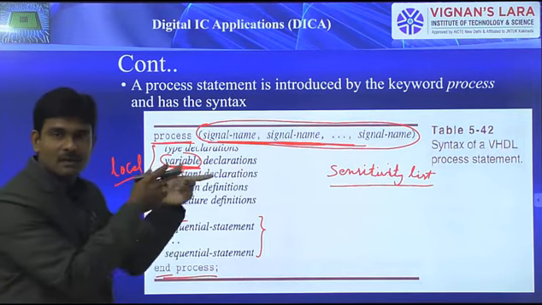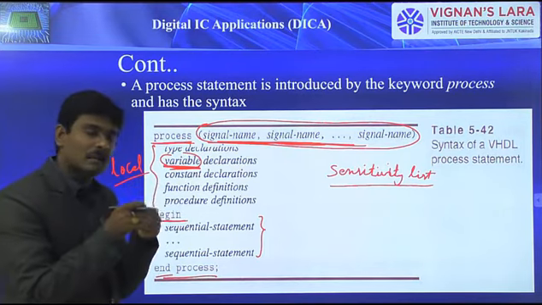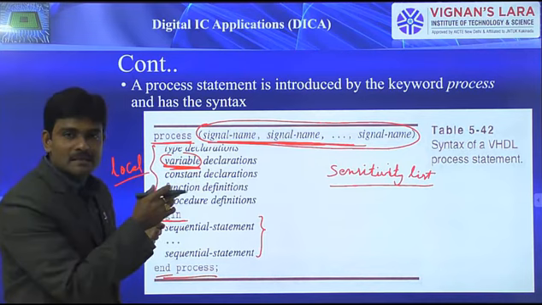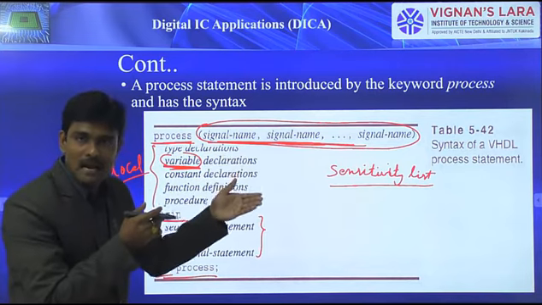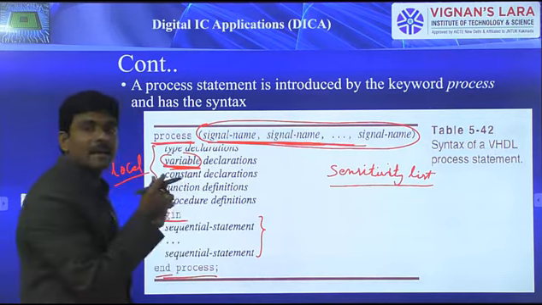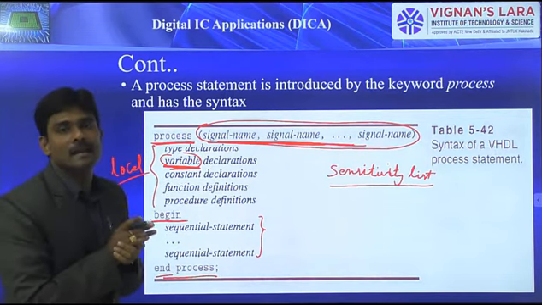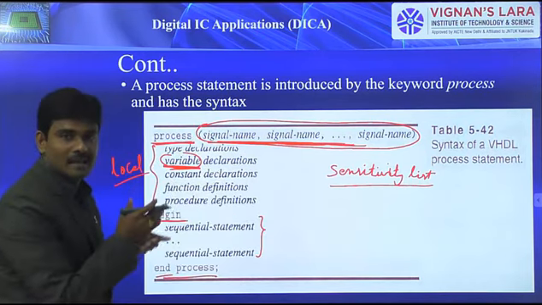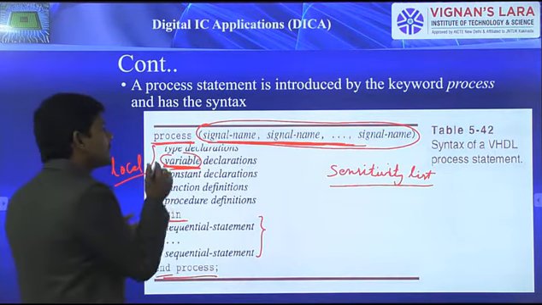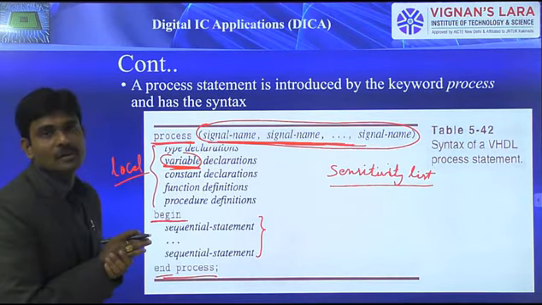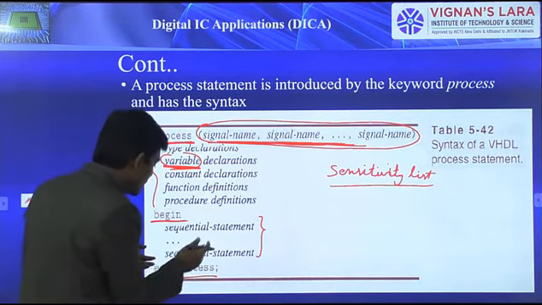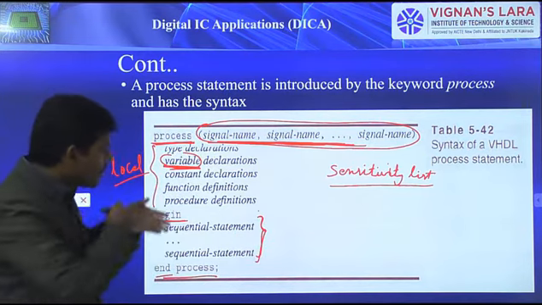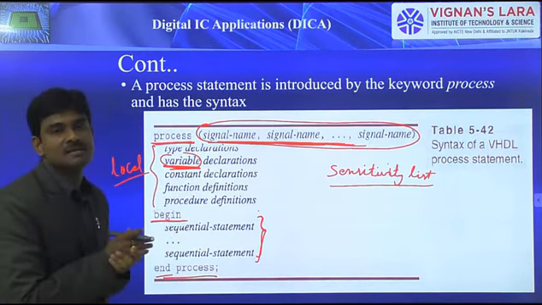In the sensitivity list we mention some signals, in most cases the inputs of that particular circuit itself. If there is any change in the value of those signals, only then does this process start executing. Whenever the value of any such signal varies, at that point of time the execution of the process starts. Thereafter it executes all the statements in the process body step by step, and all these things happen at zero simulation time itself.